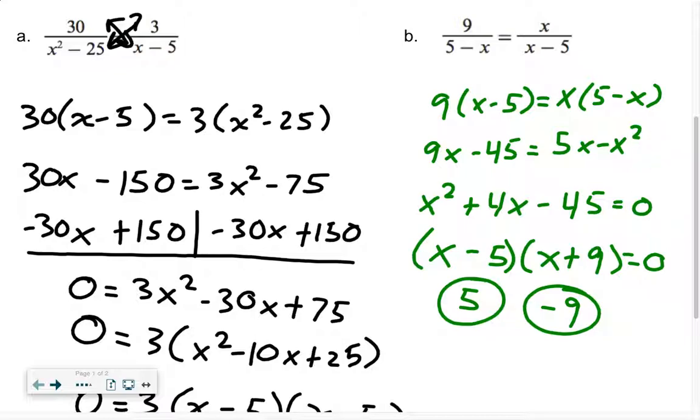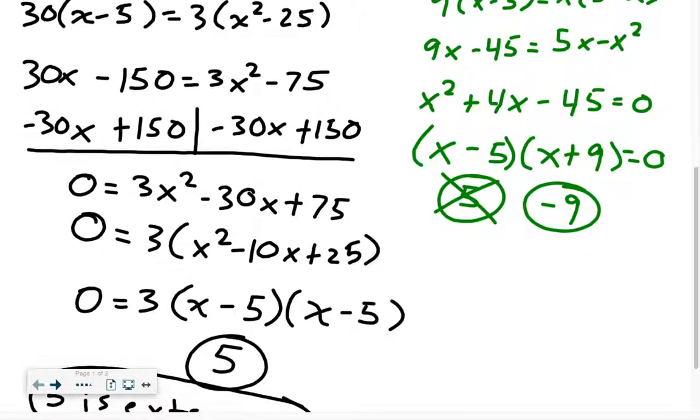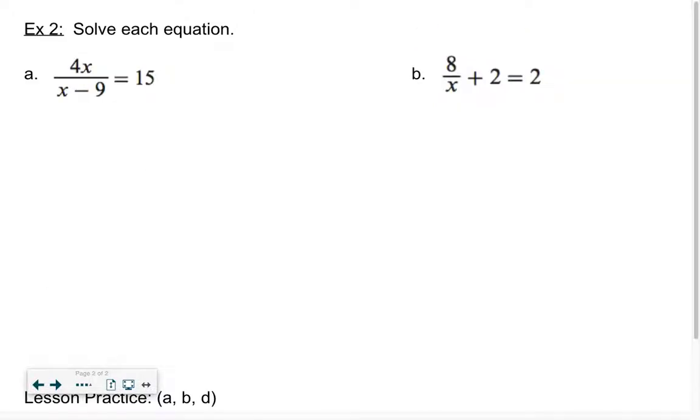And once again, what's the one thing we probably need to check for? Extraneous solutions. 5 for sure is going to be extraneous because 5 minus 5 is 0. So, sorry, not going to happen. Are we okay with negative 9? Yeah, we can get a negative for a denominator. There's nothing wrong with that. Awesome.